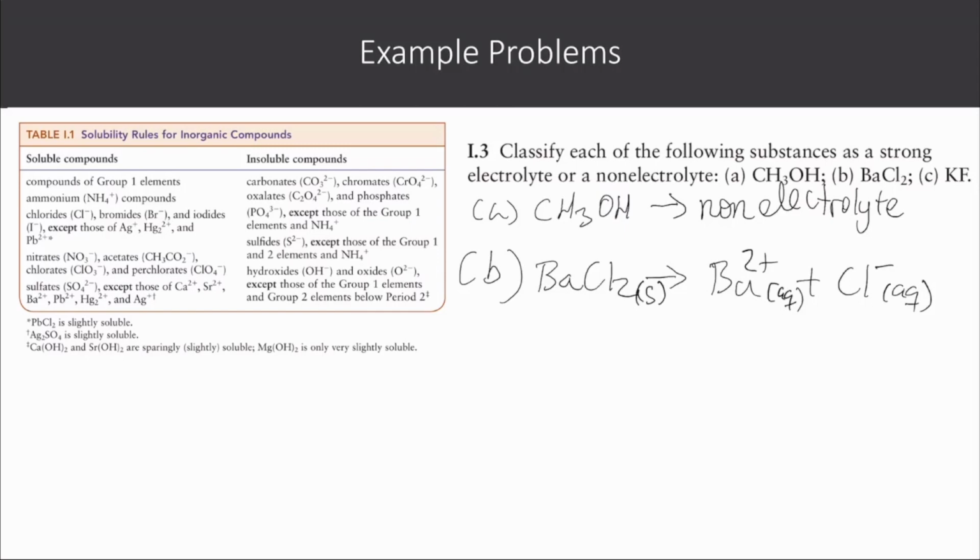So looking at the table, we can confirm that this will decompose into ions by seeing the chlorides. The chlorides have some exceptions, but barium chloride is not one of them. So we can make sure that this is a soluble compound. Because it's a soluble compound, this will be a strong electrolyte.